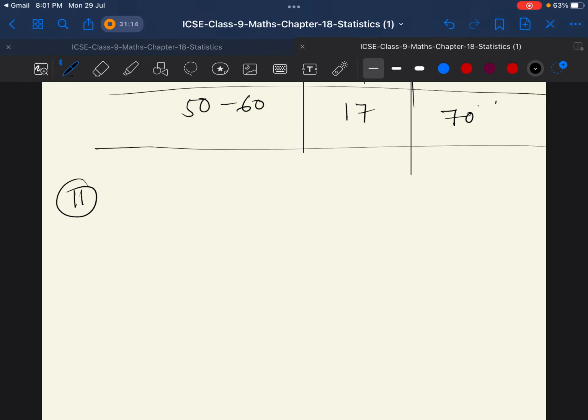Construct the frequency distribution table from the following cumulative frequency table. Here you see ages, this is the class, and also number of students. That means this is the cumulative frequency table.